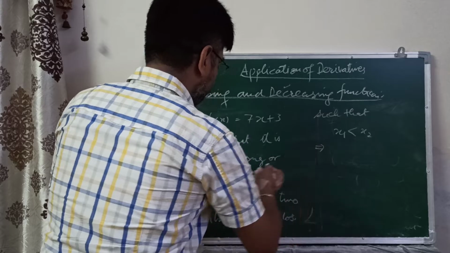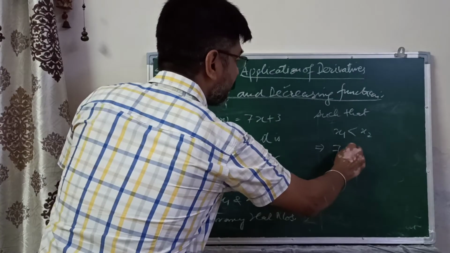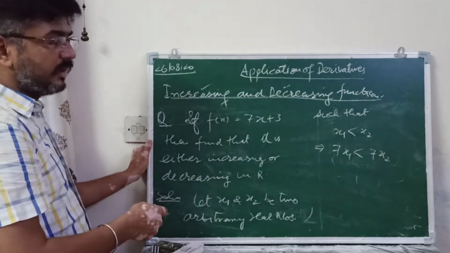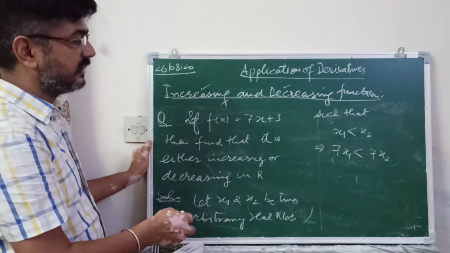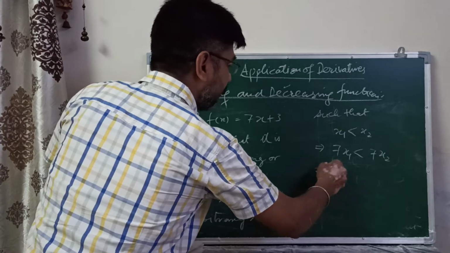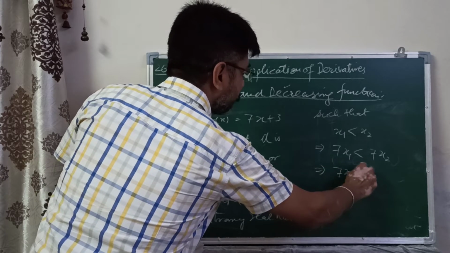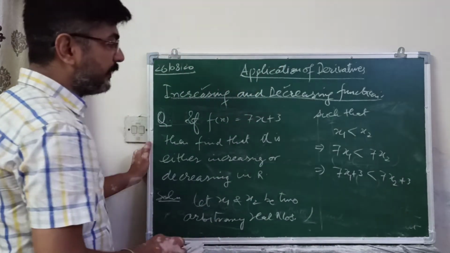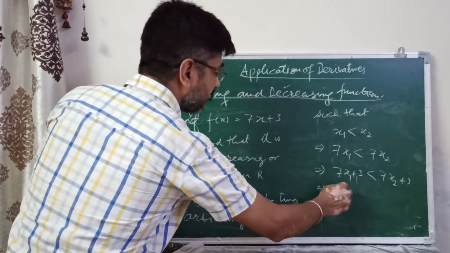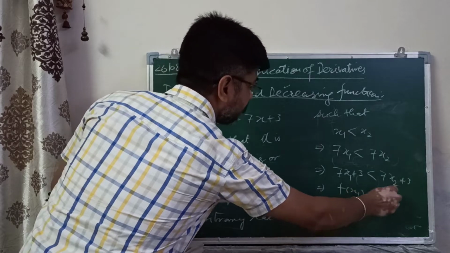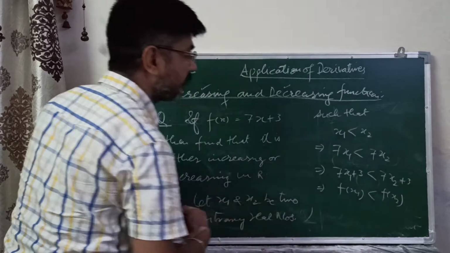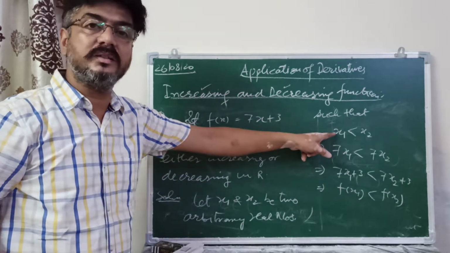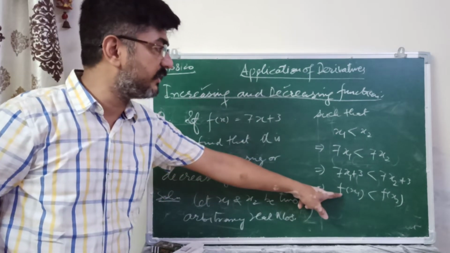Now multiplying by 7, it becomes 7x1 less than 7x2. If we multiply 7 in both of the numbers, then 7x1 is less than 7x2. Now adding 3 on both sides, 7x1 plus 3, 7x2 plus 3. It means what is this? This is f(x1) is less than f(x2). So we are getting f(x1) is less than f(x2). When we have x1 less than x2, it implies f(x1) less than f(x2).